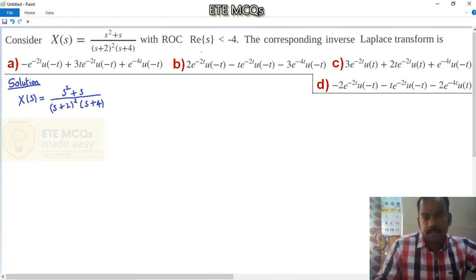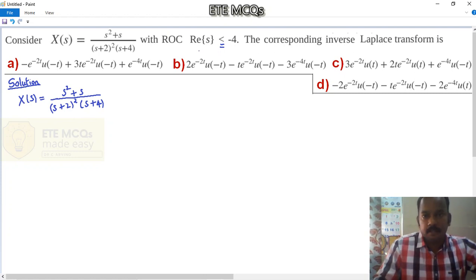with ROC real part of s less than minus 4, which means that x of t completely should be a left-sided sequence because you have a less than sign. If you have a less than sign completely dominating in your ROC, it means that x of t should be a left-sided sequence. That is a small hint. In this case, probably the order of the system is 3. You will have 3 terms. All the 3 terms should be a left-sided sequence.